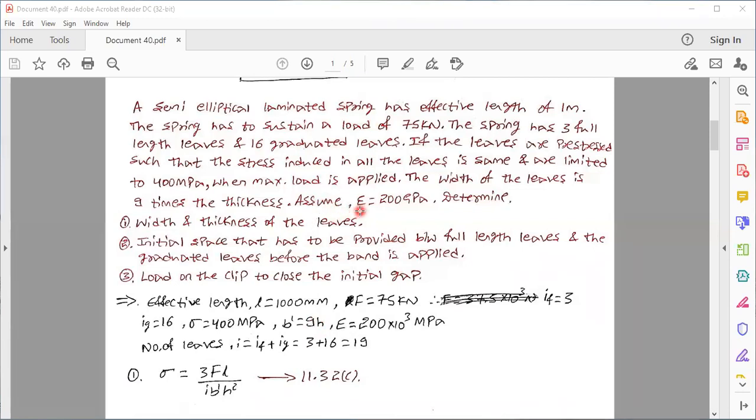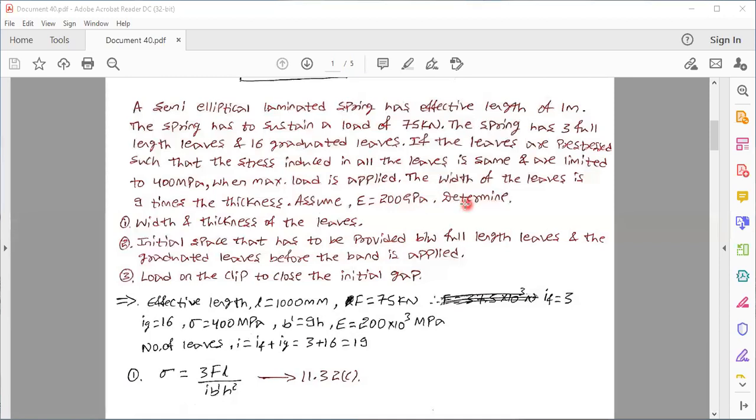Assume E, the modulus of elasticity, is equal to 200 gigapascal. You need to convert this into Newton per mm square or megapascal. 200 gigapascal is 10 raised to 9. You can convert this giga into megapascal or Newton per mm square. Therefore, 200 into 10 raised to 3 megapascal or Newton per mm square.